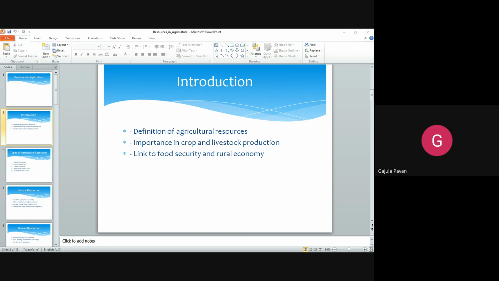Technological resources are biotech, that is GM crops and high yielding varieties. So these are all called the technological resources. And institutional resources, that is government policies, subsidies, research institutions, agricultural universities, cooperatives and farmer producer organizations. So these resources are very important.